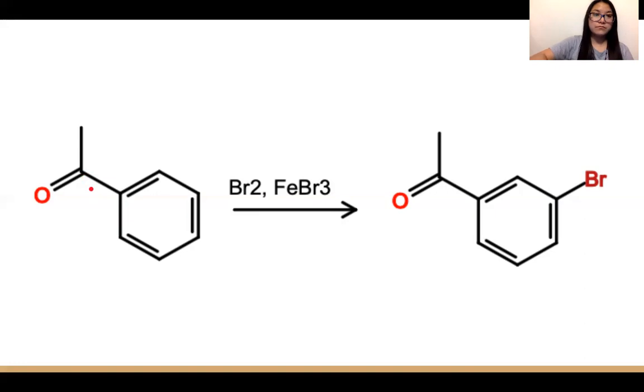So this is an EWG going through with bromination, and it would result in a bromine added onto the meta position. So it could occur here or here, doesn't matter as long as it's meta.